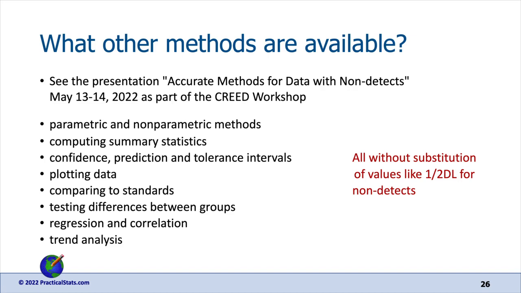So what other methods are available? We'll see about that in May in the workshop. But all of these methods I will be talking about then do not substitute values like a half the detection limit for non-detects. They have much better ways of doing all these types of procedures.